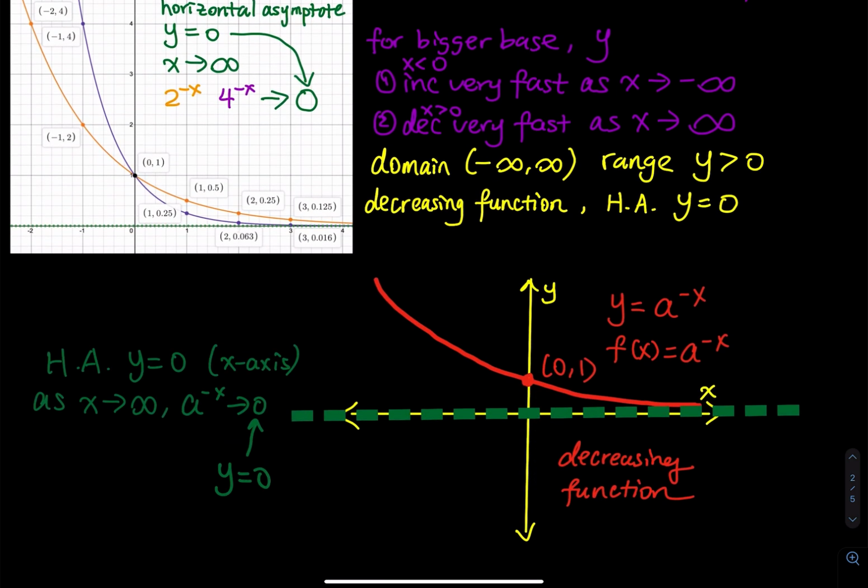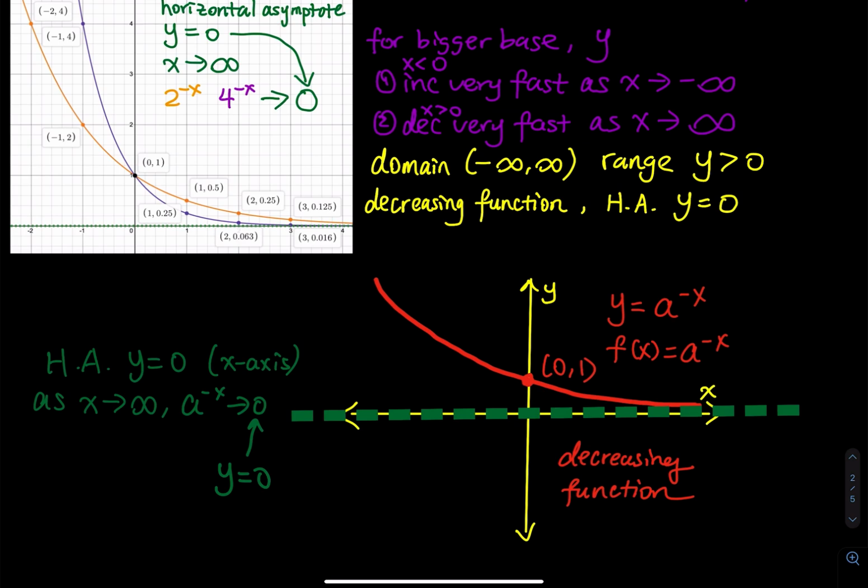In general, this is an exponential function with a negative exponent, a to the negative x, and it is a decreasing function. The y-intercept is at 0 comma 1. For the function that we just did, the y-intercept is at 0 comma 1 as well, because when x is equal to 0, any non-zero base raised to the 0 exponent is just equal to 1.